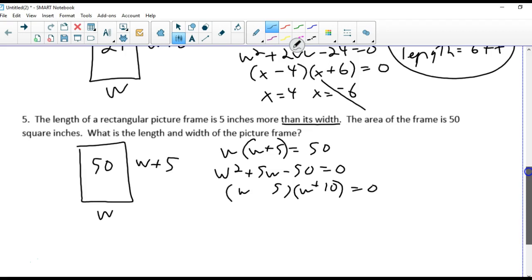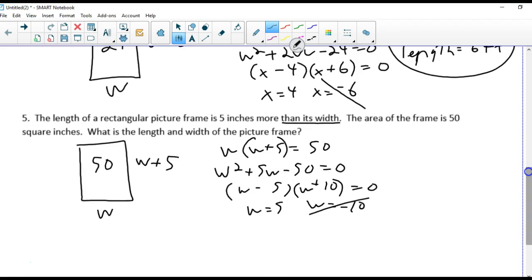I want more positives than negatives. This gives me W equals 5, W equals negative 10, which we will throw out because we cannot measure something negative 10 inches. So the width is 5 inches, and the length is 10 inches.